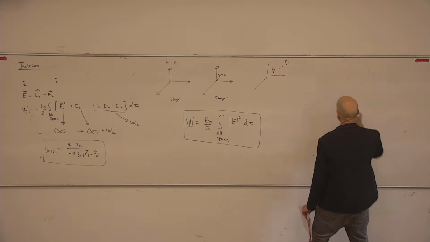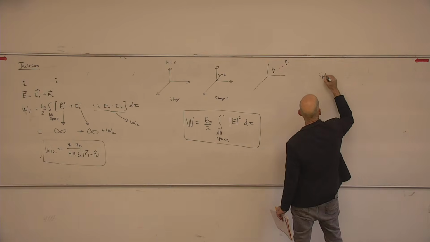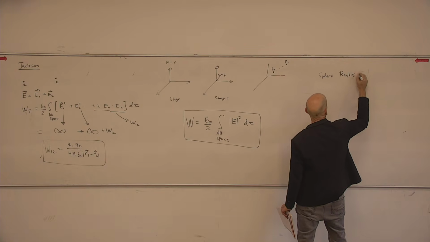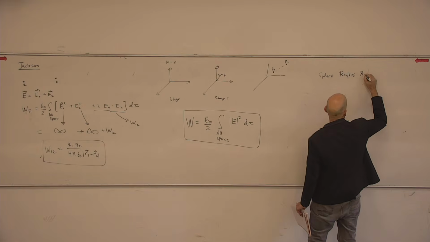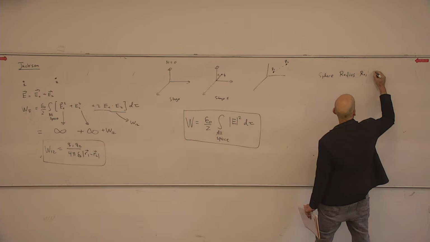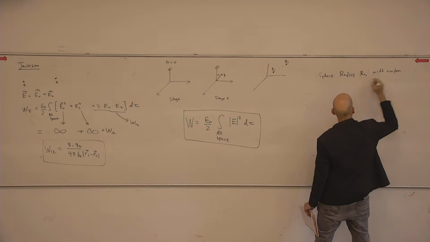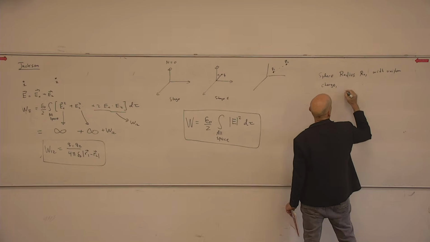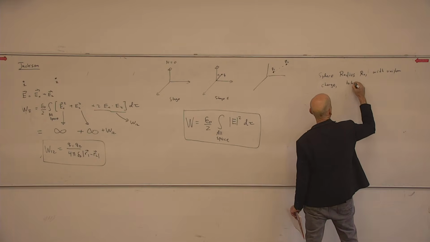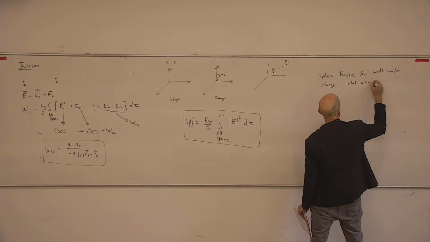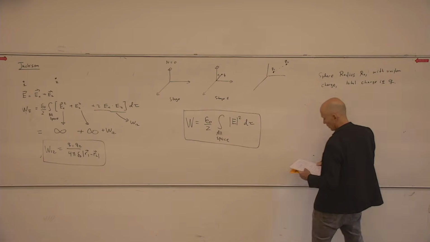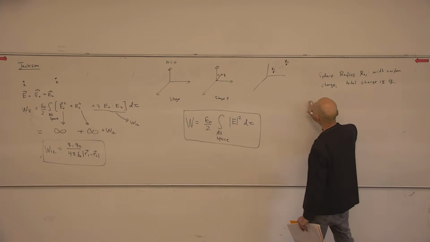So now the sphere, radius R0, with uniform charge, total charge is Q. So the whole trick is very simple.